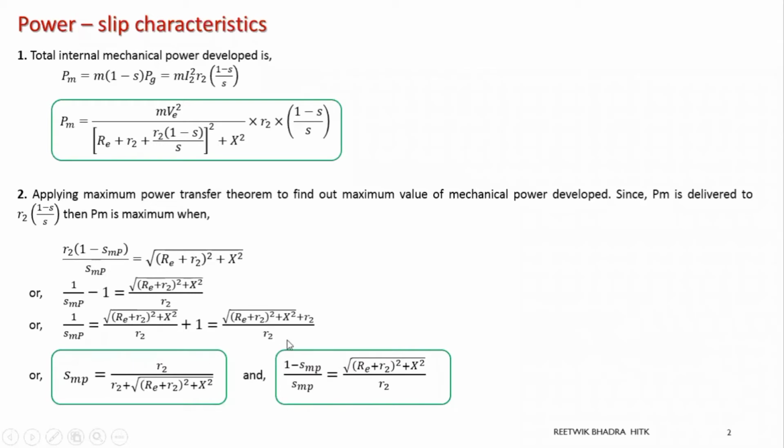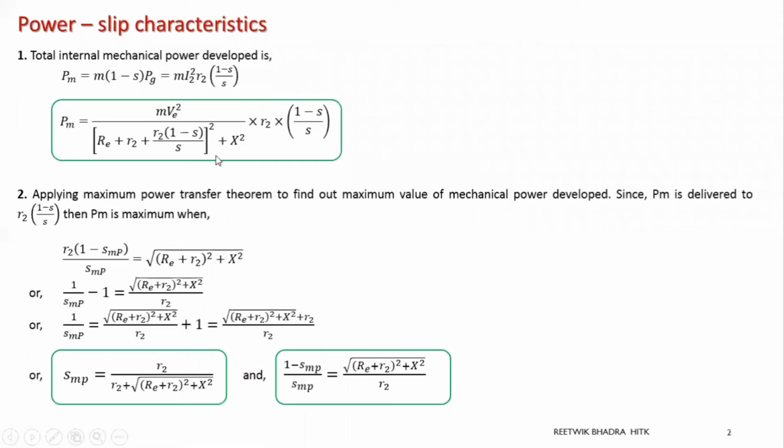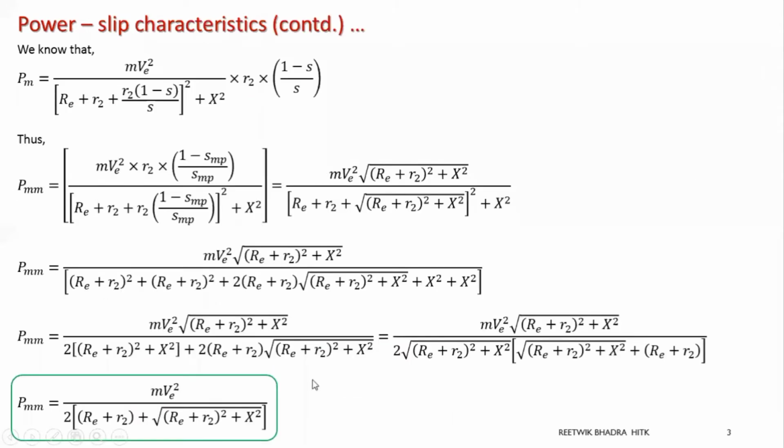You could have used SMP over there also, no problem, but the calculations would have been a little bit bigger. So instead of that, I used the simplified form 1 minus SMP by SMP, which will be used in the equation. That's why I have used this form. You could have replaced this SMP by this term, but it would have been a huge equation. So for easier derivation, I have replaced 1 minus SMP by SMP as a whole by the square root term by R2. So that is what we have done over here.